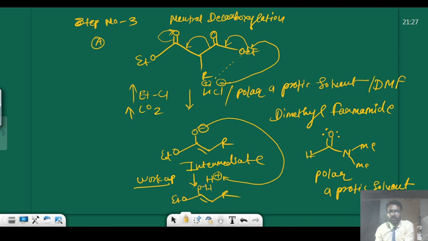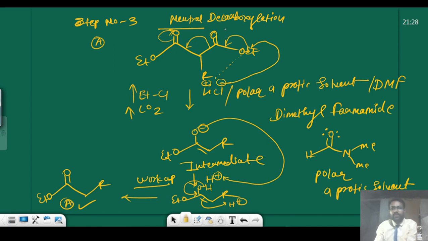Now what will happen? Tautomerism will happen, and there is a formation of RC double bond O, OEt, and this is what is generated in the system. So this is our product, one of the products. This has been formed by the neutral decarboxylation.